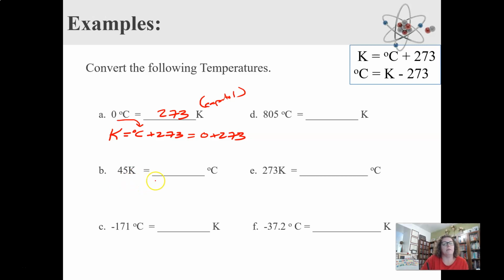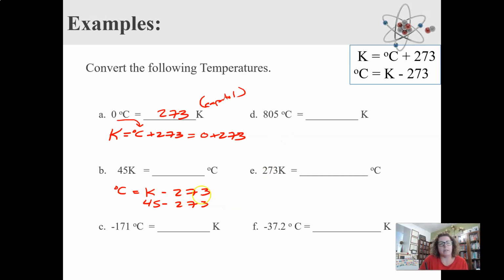Part B, I have Kelvin, and I want to find Celsius. So obviously I'm going to use this second equation. So Celsius, Kelvin, and then minus 273. So I'm going to take this 45 and I'm going to substitute it in there. Like I said, if you need to show it, that's fine. But if you notice when you substitute it in there, let's remember a little bit of sig fig rules for adding and subtracting.